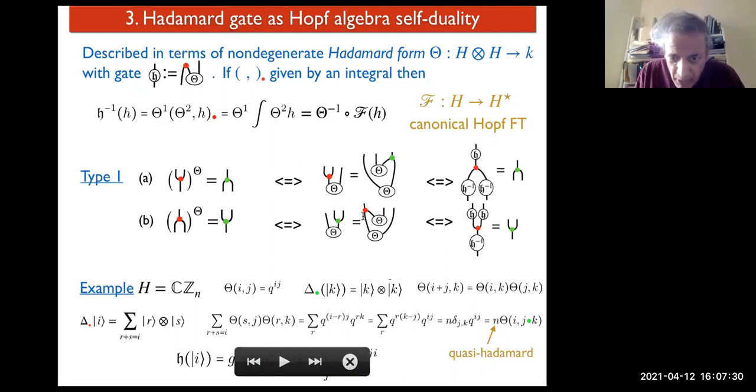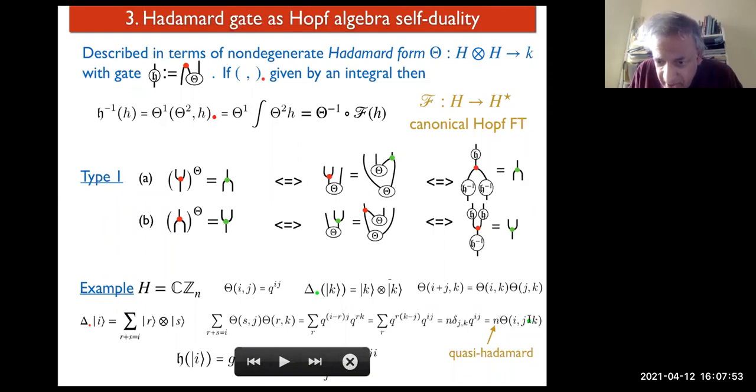So there you've got to look at the red co-product and the green product. So the red co-product, this looks like this. This is the co-product of the dual Hopf algebra. And then the identity we want is this one. So that translates into this. I applied, this is this side here. And that when you put in the definition is this, which when you do the sum gives you this.